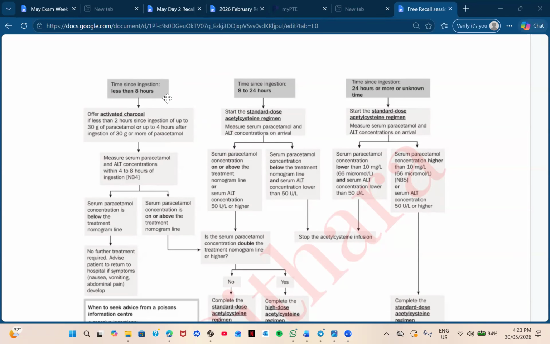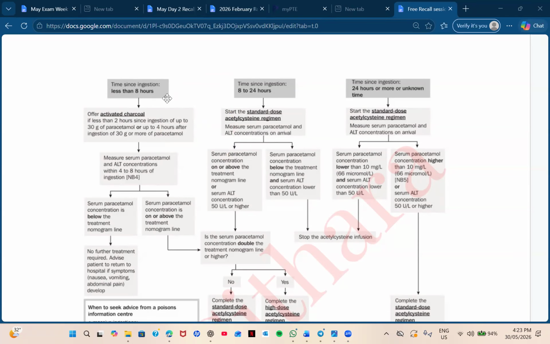Okay, then time since ingestion more than 8 hours up to 24 hours. Just remember, more than 8 hours means you start with the standard dose acetylcysteine regimen, right? You have to give the NAC.